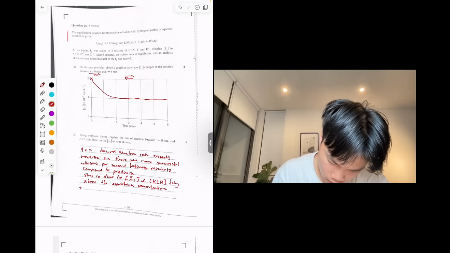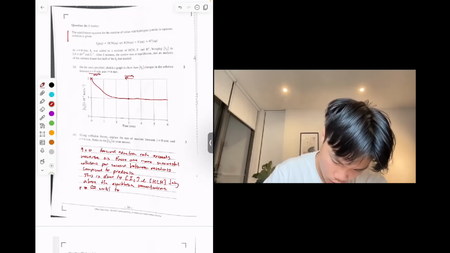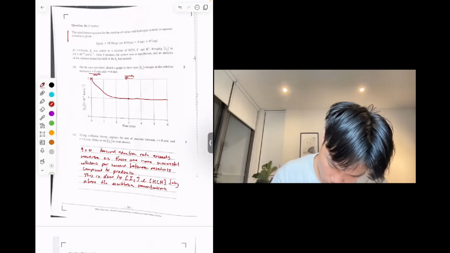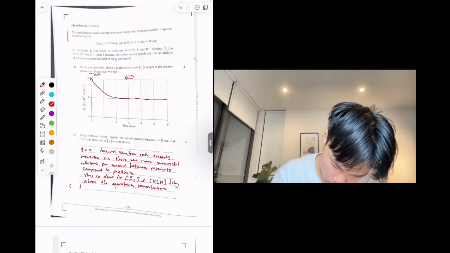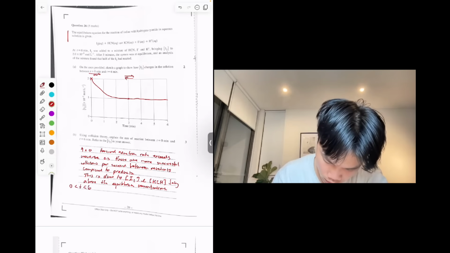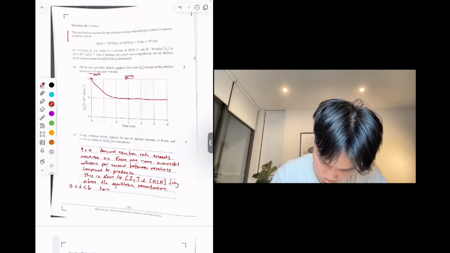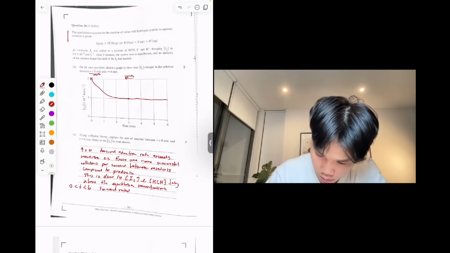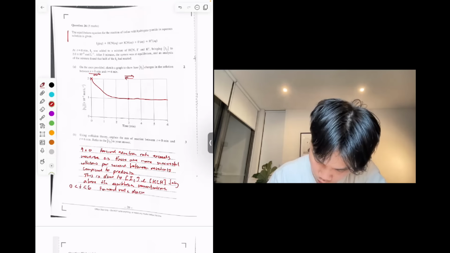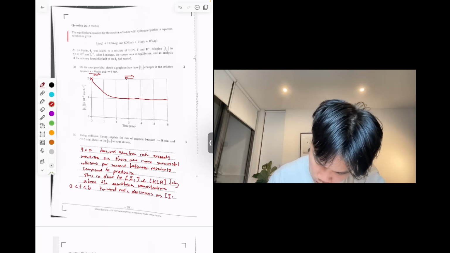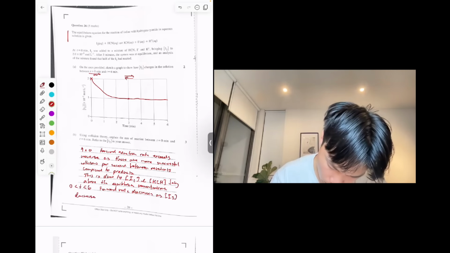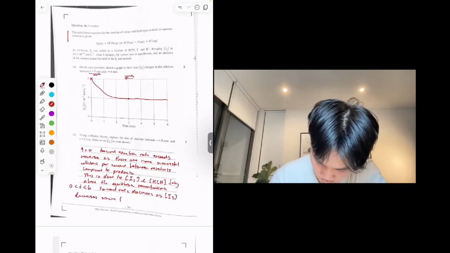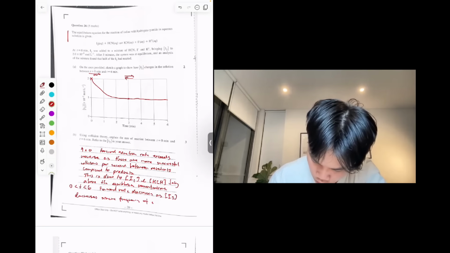From t greater than 0, or maybe I'll put it in terms of from t greater than 0 to less than 6, forward rate decreases as concentration of I2 decreases, since frequency of collisions decreases.